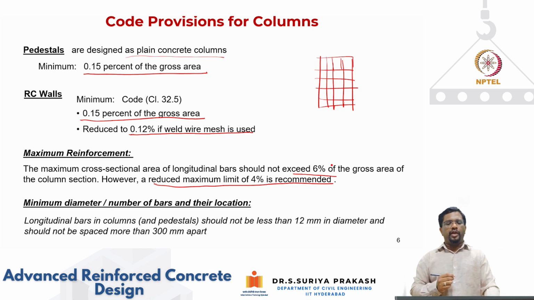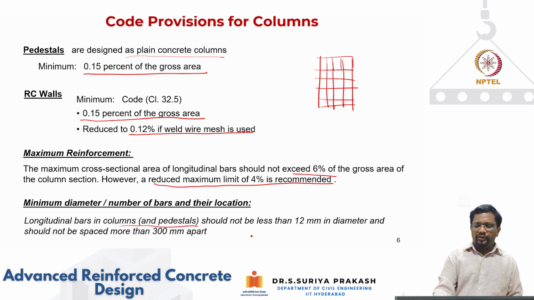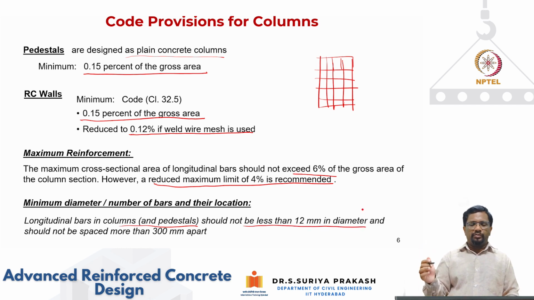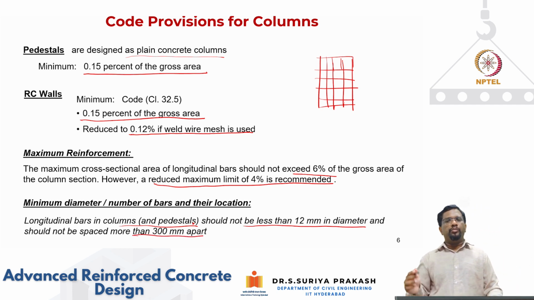Now, again, minimum diameter and number of bars also we need to consider. You can see that longitudinal bars can undergo buckling, which we will discuss in the coming parts of the module. And in both columns and pedestals, we should not have longitudinal bars less than 12 mm in diameter. If you're using 8 mm or 6 mm, then your bar can undergo some buckling. So we need to be careful. That is why the code is saying that minimum we should use 12 mm bar as a longitudinal bar, and also the spacing between them cannot be too far. The spacing between the longitudinal bars cannot be more than 300 mm.